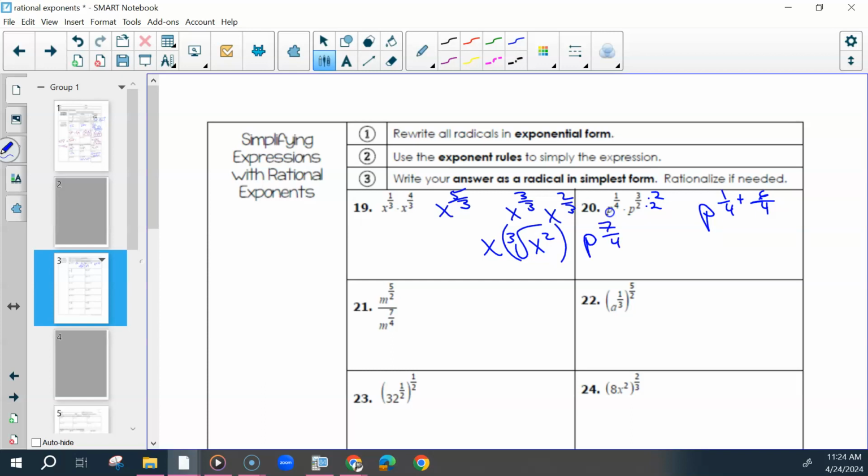And then just like this, we can split it. How would we split it? The 4 goes into 7 one time, so that's 1p, and then 3/4 remains, so it's going to be the fourth root of p to the 3rd. So this would just be p, and this would be the fourth root of p cubed. Do you have any questions on that one?